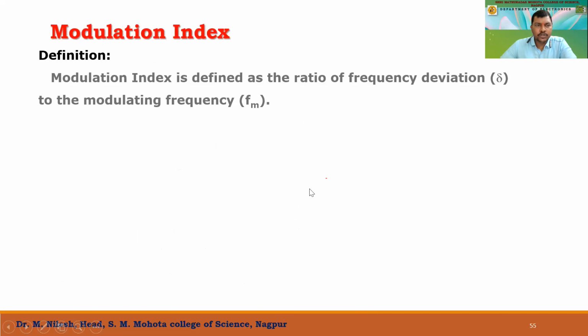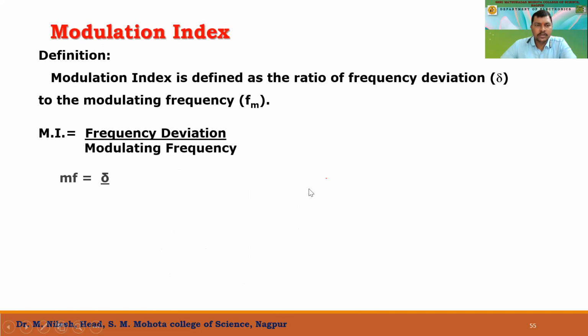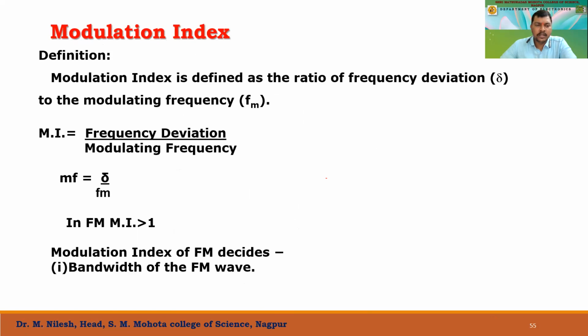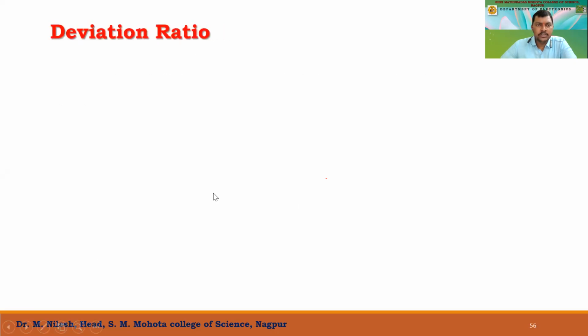So for the derivation portion of it, modulation index is equal to frequency deviation by modulating frequency, delta by fm. And I've shown this in FM, if modulation index is greater than 1, then modulation index of FM decides the bandwidth of the FM wave, the number of sidebands in the FM wave. So these are some of the points which are dependent on the modulation index.